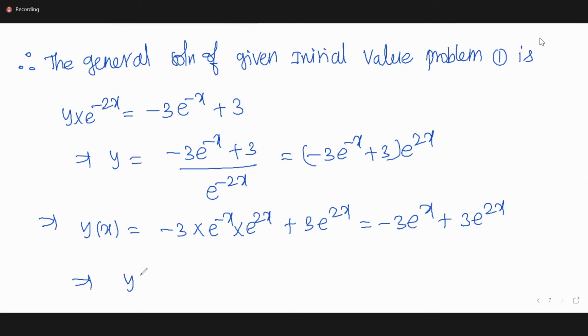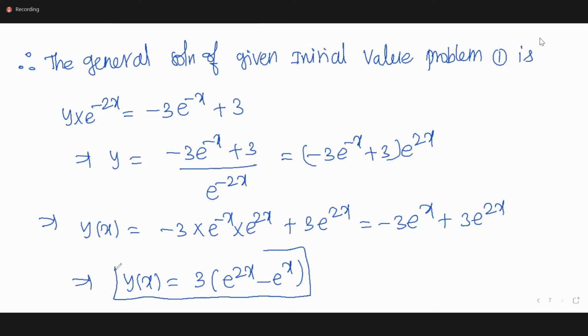So y of x is equal to 3 common, e power 2x minus e power x. This is the general solution of the given initial value problem. From this general solution, we have to find the value of y at x is equal to 0.2. That value is the exact value.